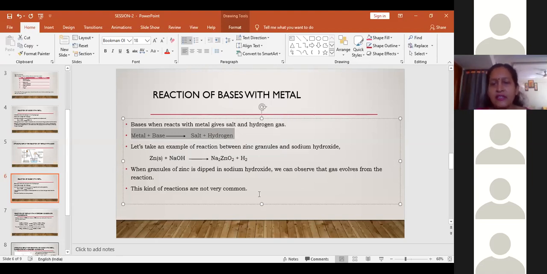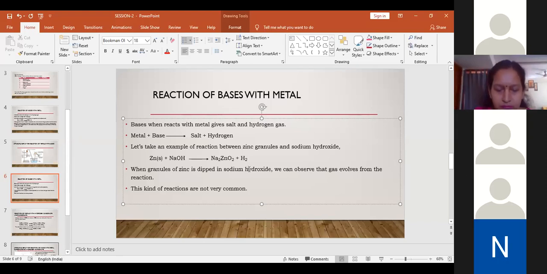Here, when zinc granule is dipped in sodium hydroxide, the compound that is formed is Na2ZnO2, which is also called sodium zincate. This reaction is there in your book. Find out.